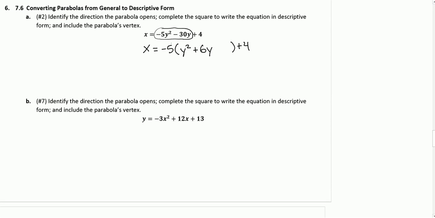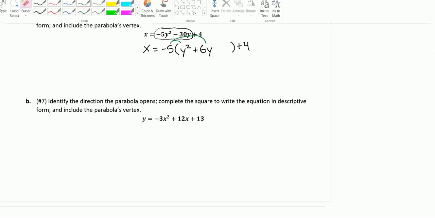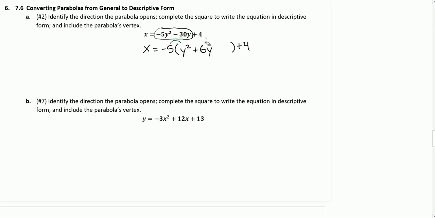You can always check to make sure you did this right by going back and distributing, saying, okay, if I multiply negative 5 times y squared, do I get negative 5y squared? Yes, we do. And negative 5 times 6y would be negative 30y, and you got the plus 4 tagged on at the end. So we haven't made a mistake. Everything's good. We're getting ready for it to be put in its correct form.